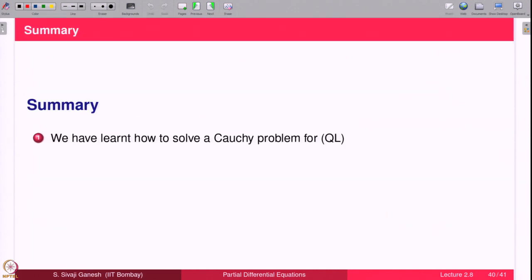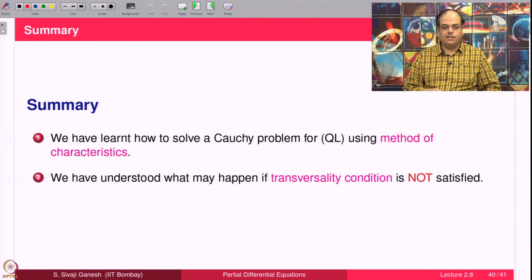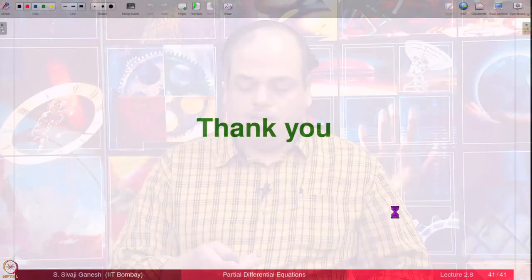So, let us summarize. We have learned how to solve a Cauchy problem using the method of characteristics. We have understood what may happen if the transversality condition is not satisfied. In the next lecture we solve some more problems from first order partial differential equations up to quasi-linear equations, and then we will move on to general nonlinear equations later on. Thank you.